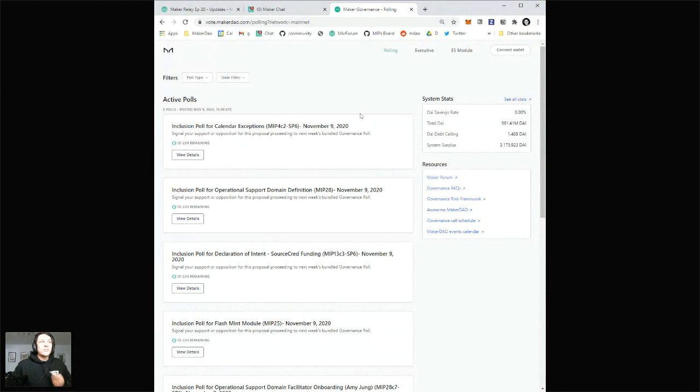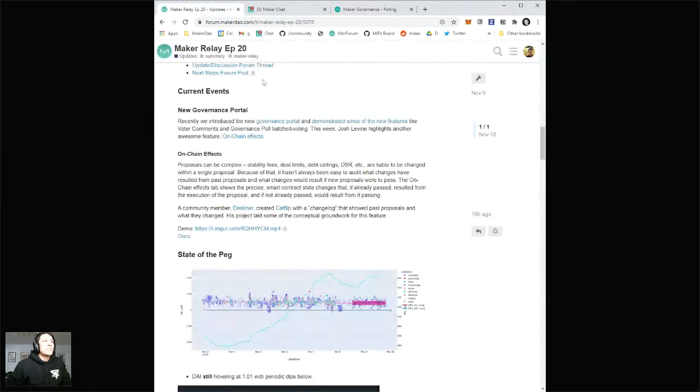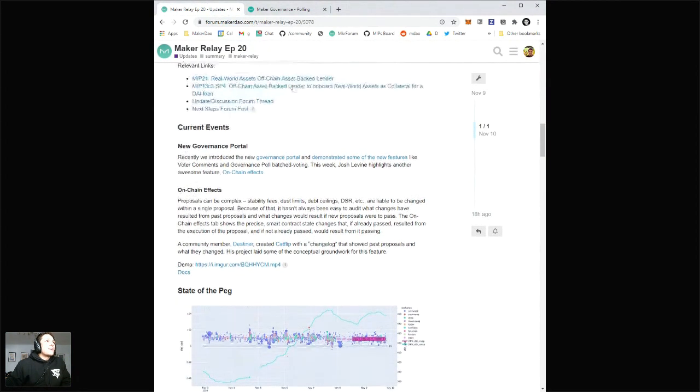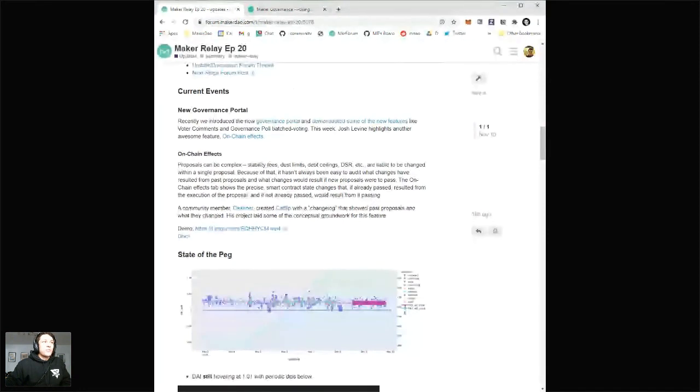In addition, you can actually batch your governance poll votes now. So you can vote on 9 governance polls in one transaction, which is a really, really huge user experience improvement for MKR voters. It also helps you save on gas, so that's really great. Yeah, so that's the new governance portal. So if you're a voter and you've been seeing it, it's been really great.